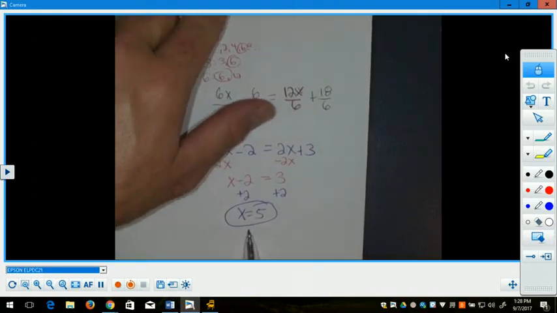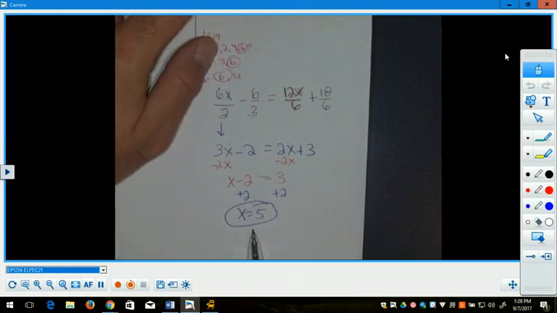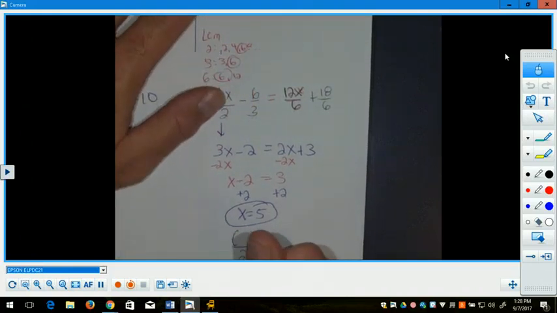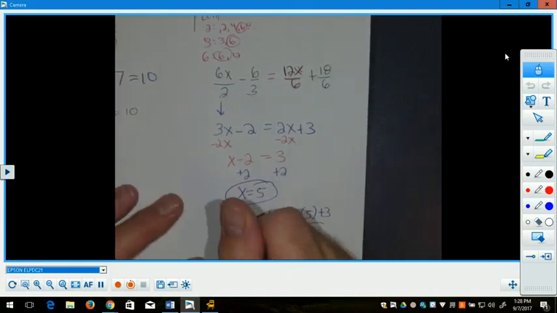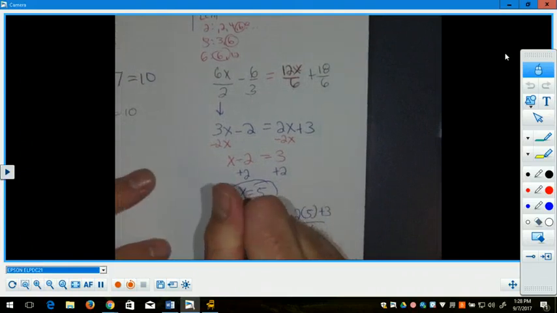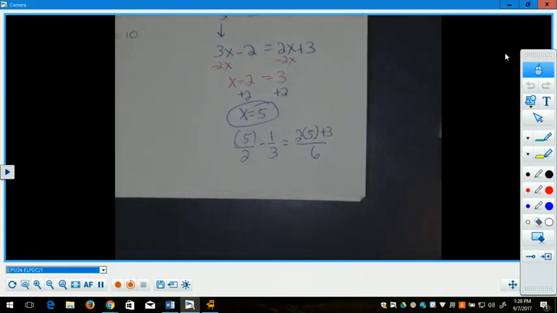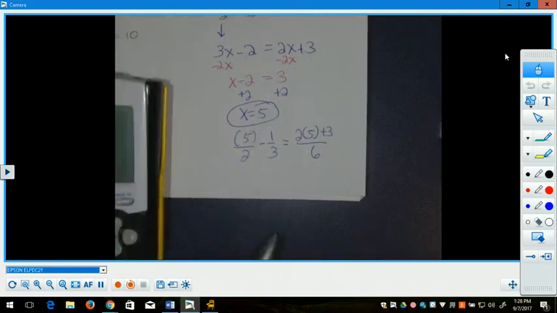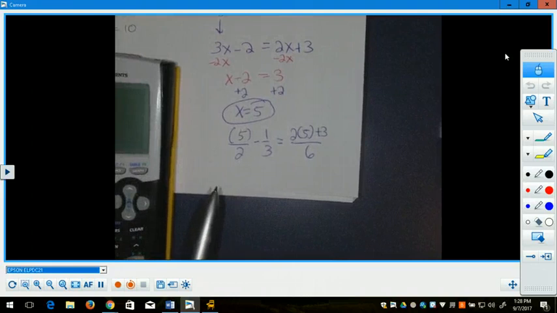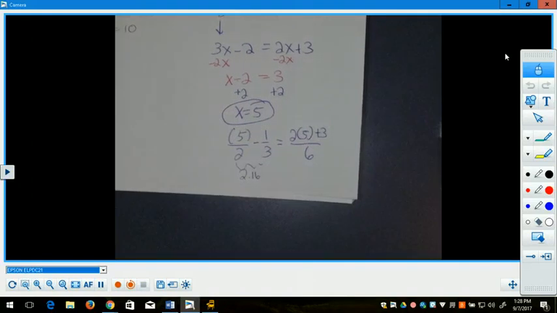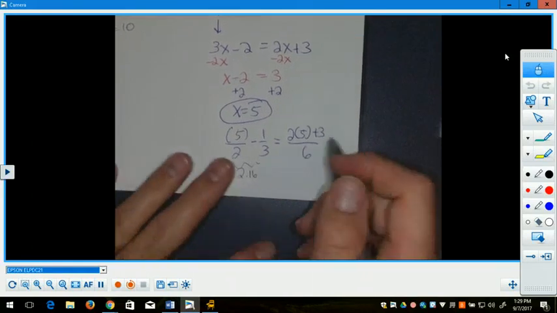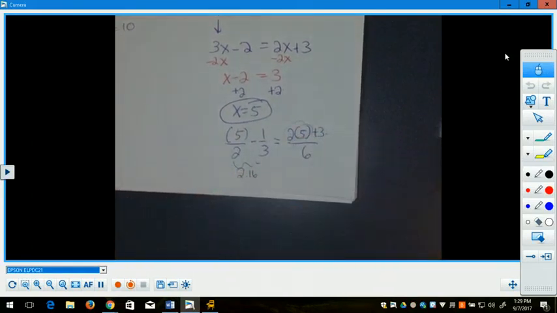I can take my 5 and put it back into the original equation before I even separated it. The original equation was x over 2 minus 1/3 equals 2 times x plus 3 all over 6. And x, we said, is 5. So it's 5/2 minus 1/3. And if you want, you can convert your fractions. They'll both have 6ths. Or you can use the calculator to do a quick check since you're going to be doing multiple problems. On this side, I get 2.16 repeated, which is 2 1/6. On this side, I have 10 plus 3, which is 13/6.